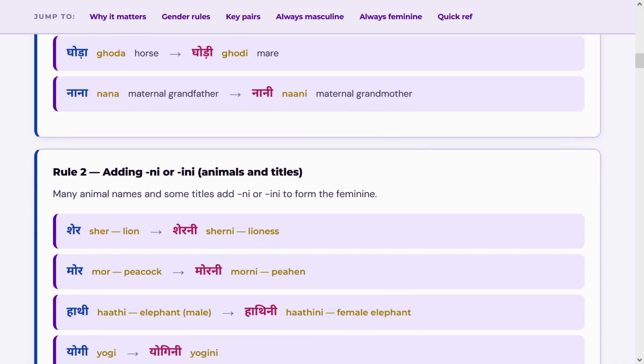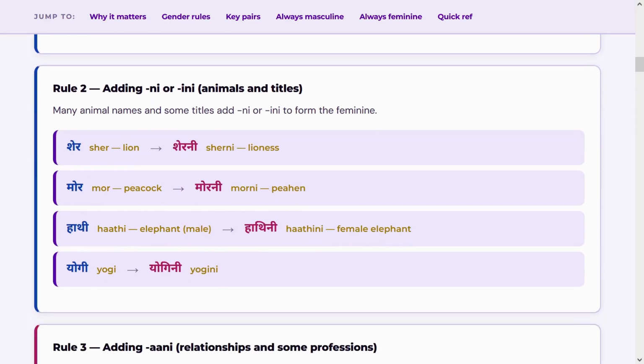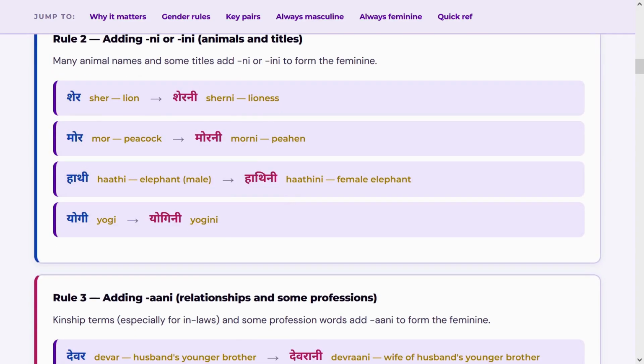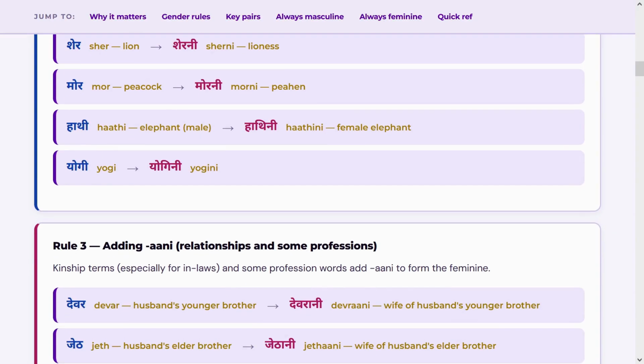Rule number 2: adding ni or ini. It applies for animals and titles. Many animal names and some titles add ni or ini to form the feminine, like sher, lion, sherni, lioness. Mor, peacock, morni, peahen. Hathi, male elephant, hathini, female elephant. Yogi, yogini.